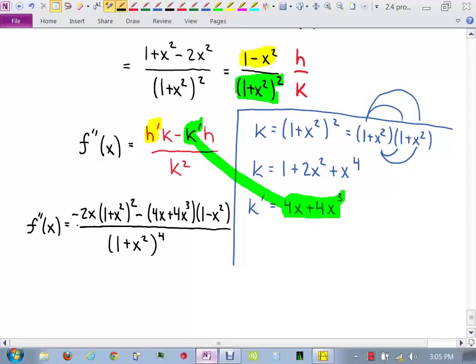Yes? No, it's not wrong. If you put the 1 plus 2x squared plus x to the fourth squared, that would be okay. Is that what you're asking? Like in the denominator, instead of this, having 1 plus 2x squared plus x to the fourth, but then you would have squared instead. That would be okay also.